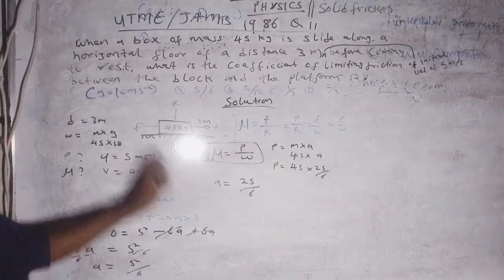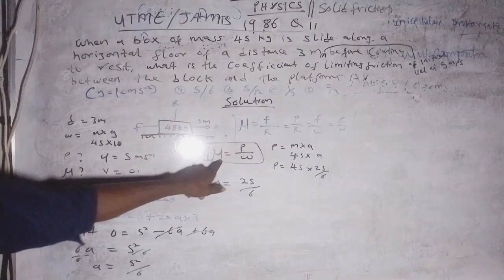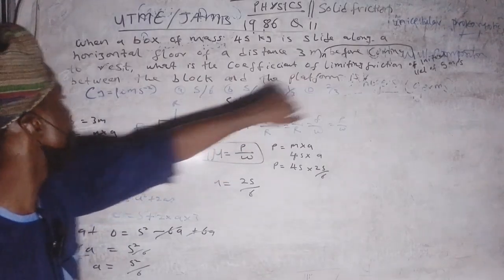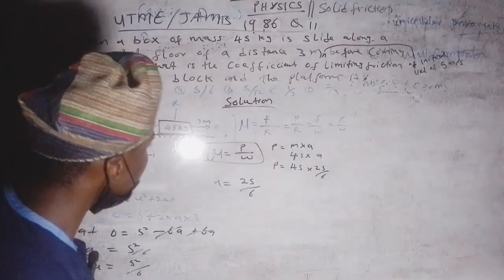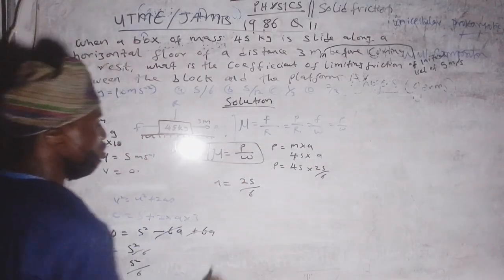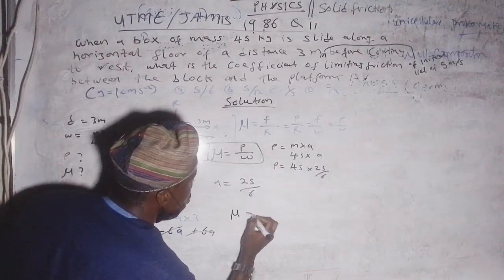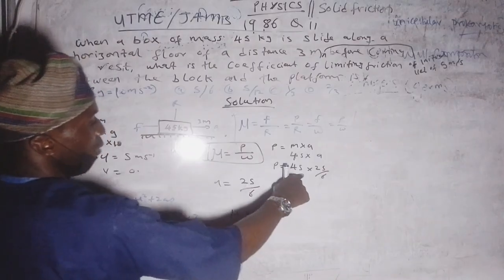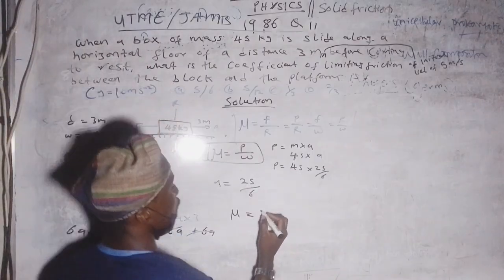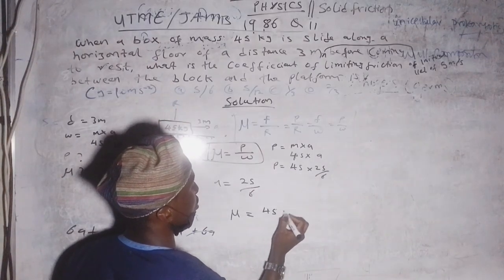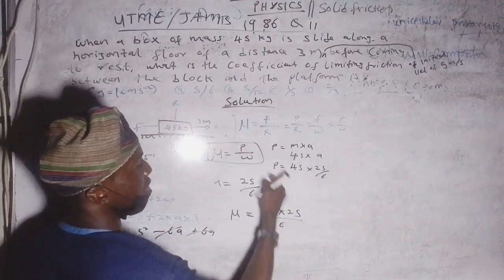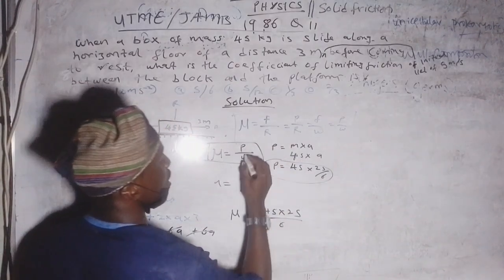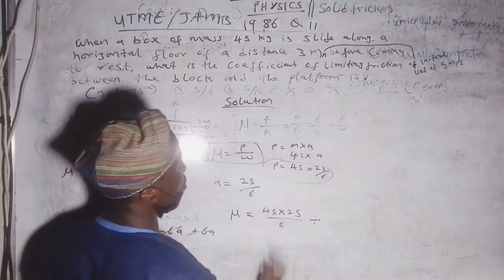But where are we going? To calculate the coefficient of static friction, right? The coefficient of limiting frictional force is what we are looking for. So what we are going to use here is that the coefficient of static friction is equal to our applied force over weight. Our applied force will be 45 times 25 over 6, divided by our weight.